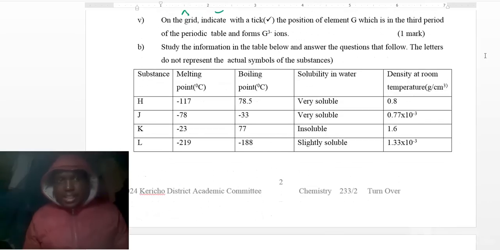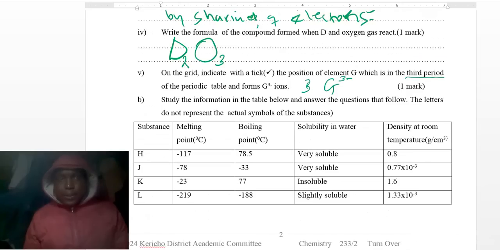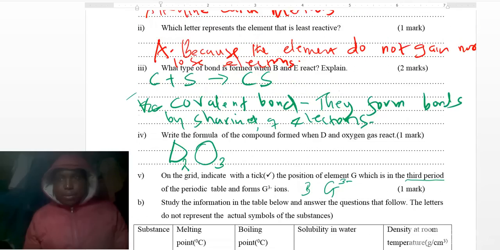On the grid, indicate with a tick the position of element G, which is in the third period of the table, and G forms an ion with a negative charge. So the charge is -3 and the period is 3. So we go there to period 3. Period 3 is here.